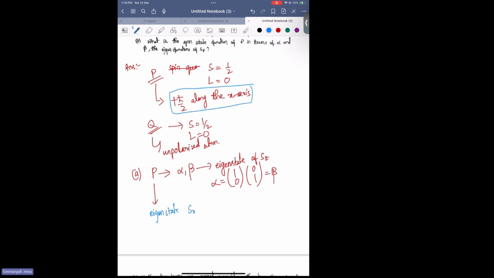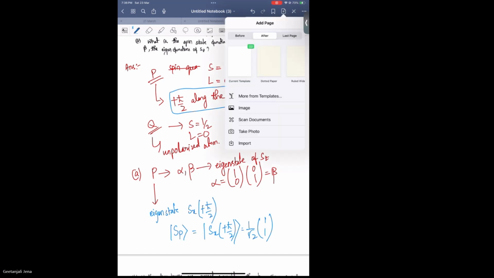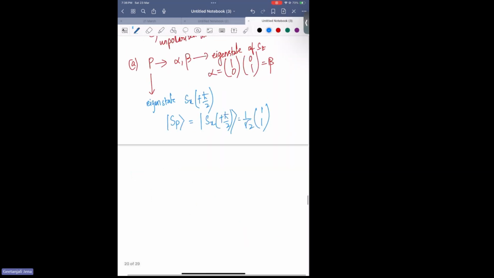So that means the spin state will be the eigenstate of Sx which has eigenvalue plus h cut by 2, right? So the spin state of P will be equal to the eigenstate of Sx with eigenvalue plus h cut by 2, and this is 1 by root 2 times (1, 1), you already know this one. So the spin state of P will be 1 by root 2 times (1, 1), which you can write as alpha plus beta. So this is nothing but (alpha plus beta) by root 2.